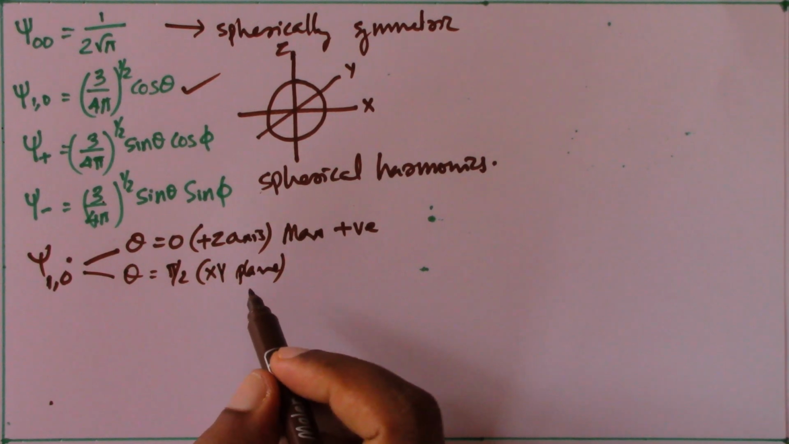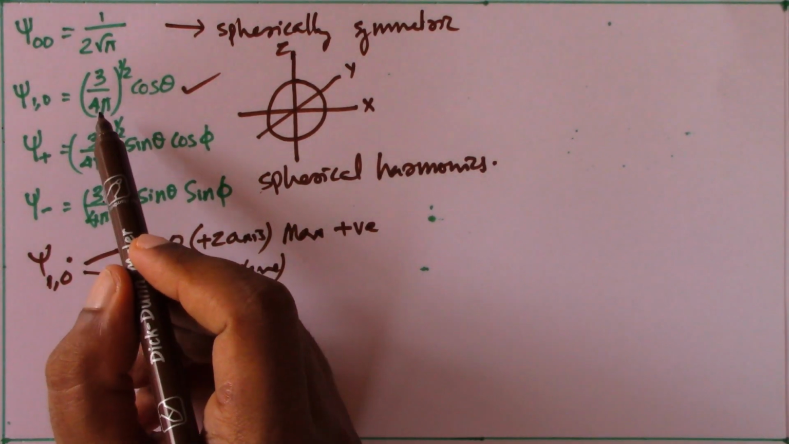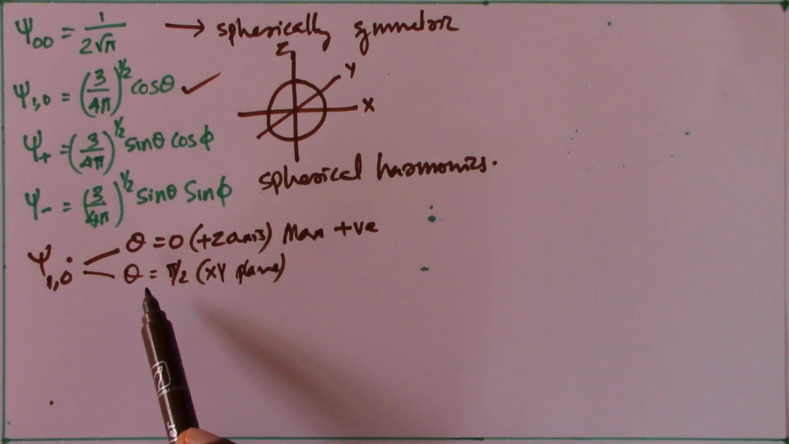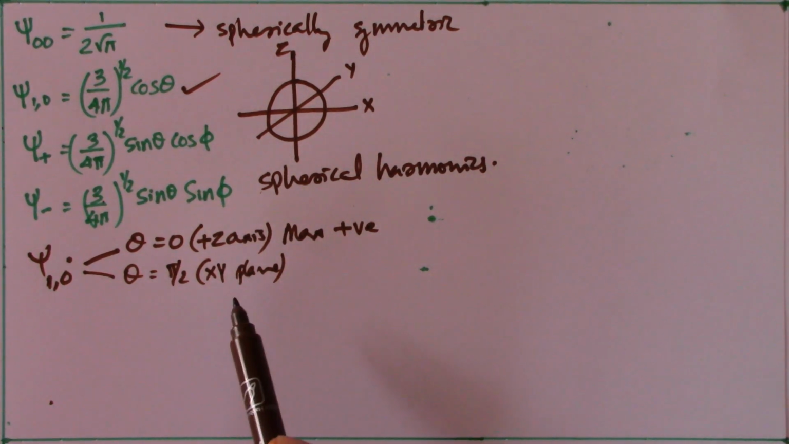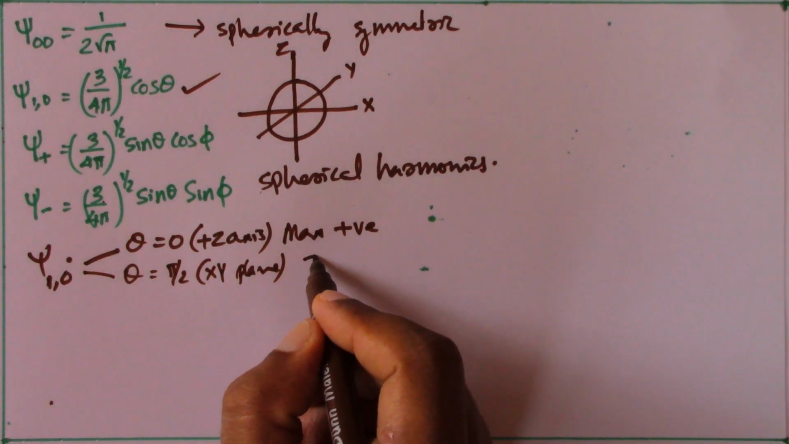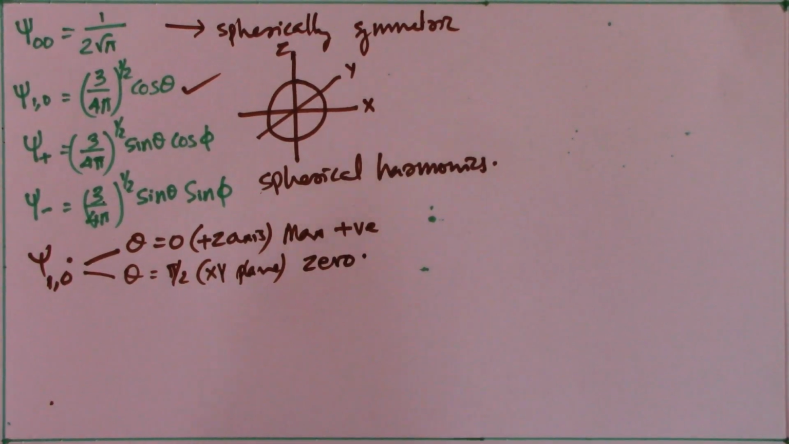In the xy plane, the function becomes (3/4π)^(1/2) cos(π/2). Cos π/2 is equal to 0. Cos 90 is equal to 0. So the function's value becomes 0.